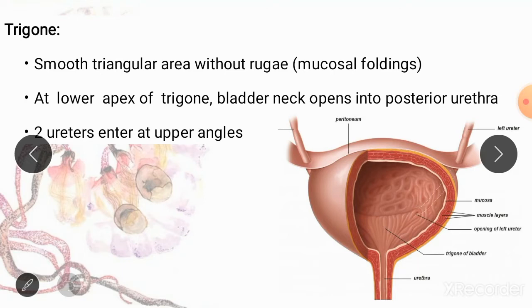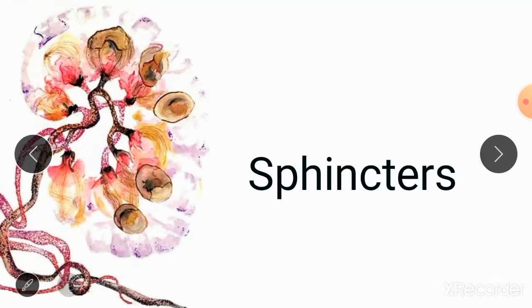It is in the shape of a triangle, so its apex lies towards the neck of the bladder and it opens into the posterior urethra, while the base of the trigone is the area where the ureters open. Okay, so it is in the shape of an inverted triangle. Its apex opens into the urethra, and at the two angles of its base, the ureters enter the bladder and open. So this structure is known as the trigone.